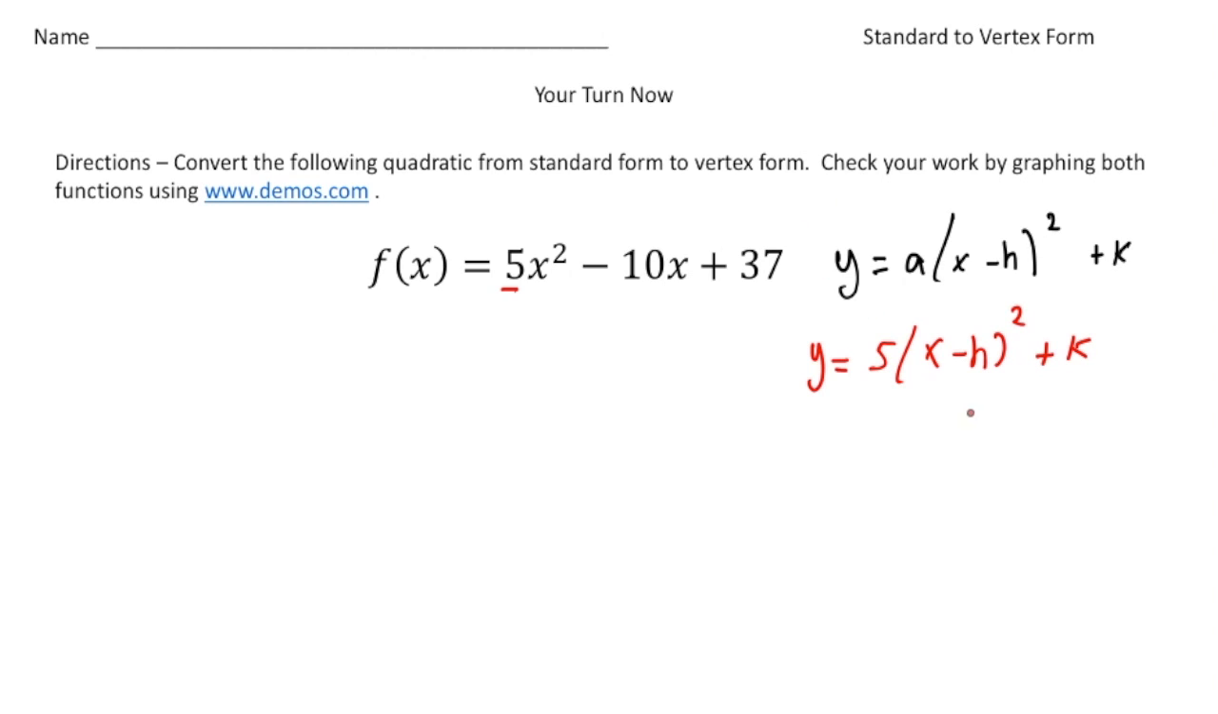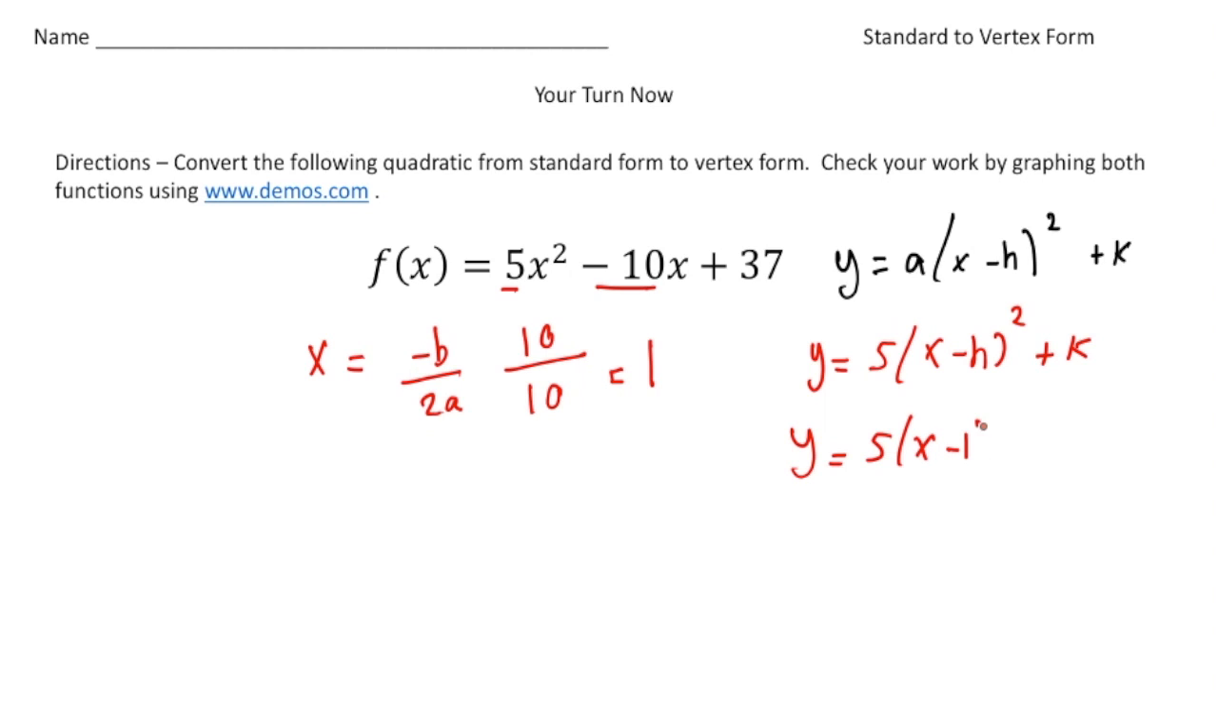Now to get the h value, remember that's the x value of the vertex. The x value of the vertex is x equals negative b over 2a. In this case, negative b is going to be a positive 10, so 10 over 2a, which is 10. 10 divided by 10 is 1. So we're going to have y equals 5 times x minus 1 squared plus k.